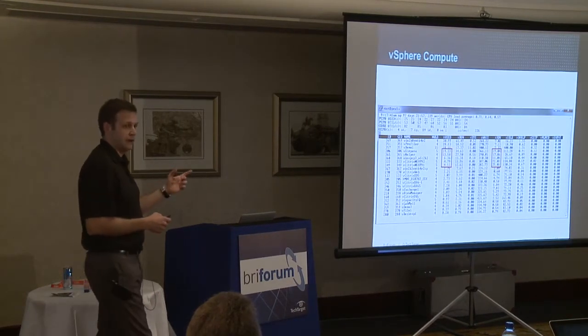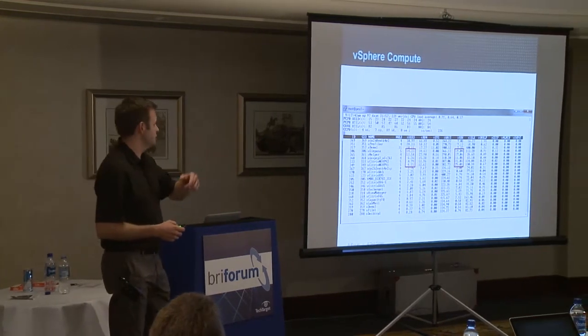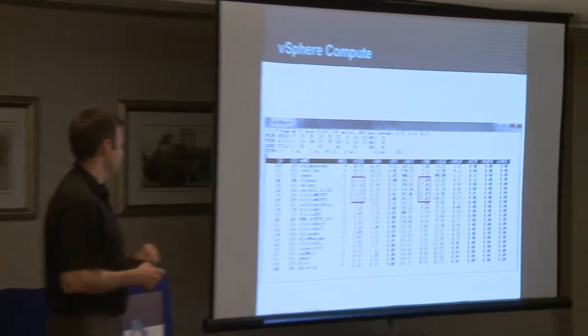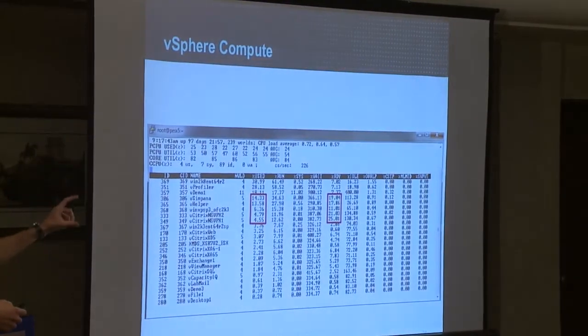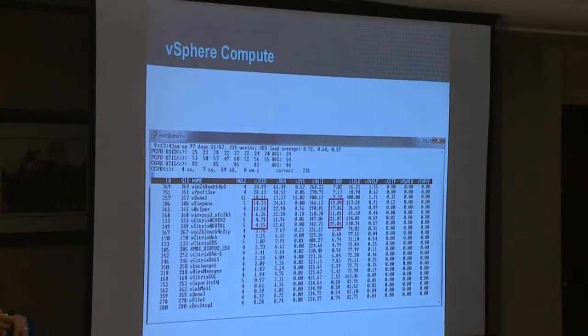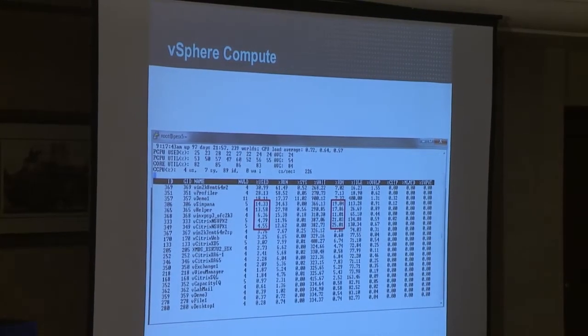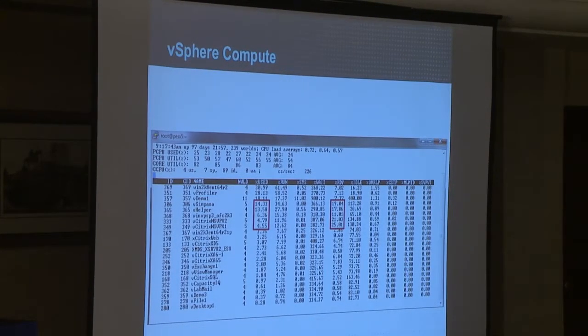So I've got an example here, and I realize that probably anybody farther than 2 rows back is not going to be able to read this. But it's just kind of an example we were doing in our lab, basically showing high percent ready values. Ultimately, the percent CPU utilization is fairly low, and the amount of actual workload being done is fairly low.